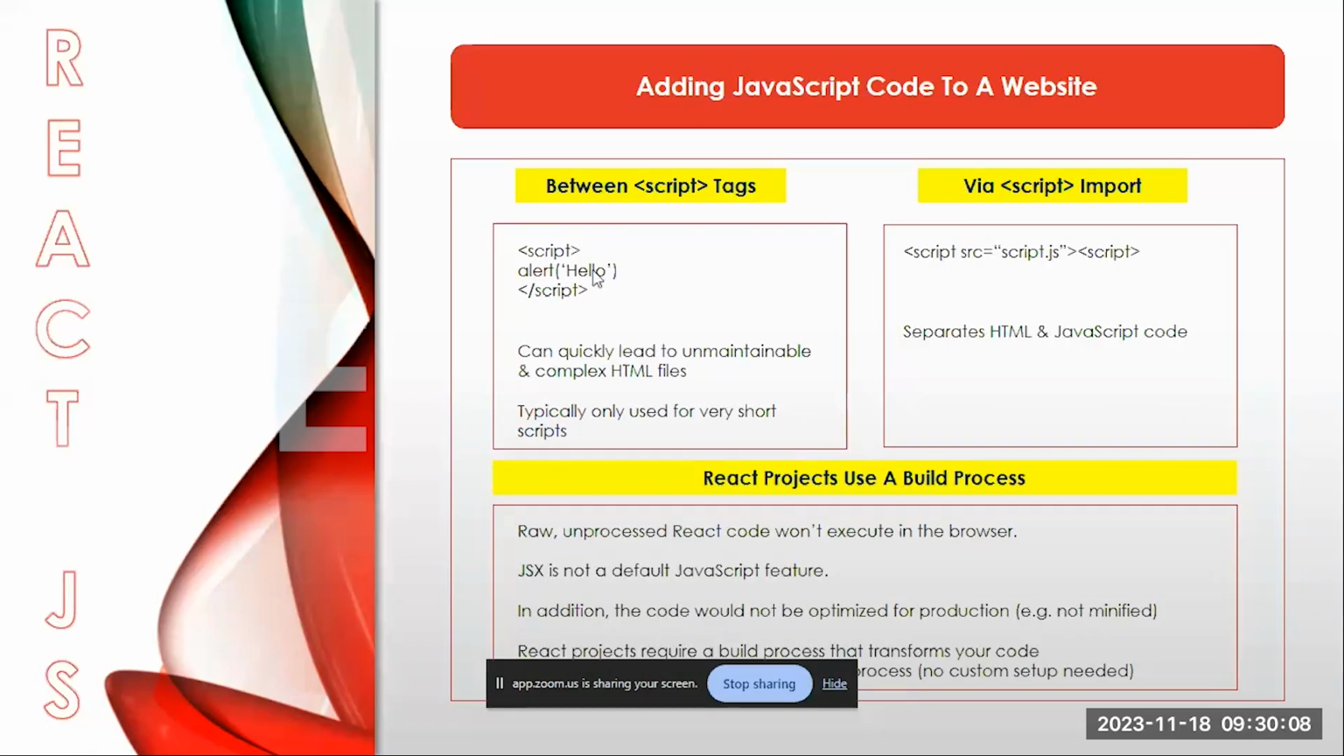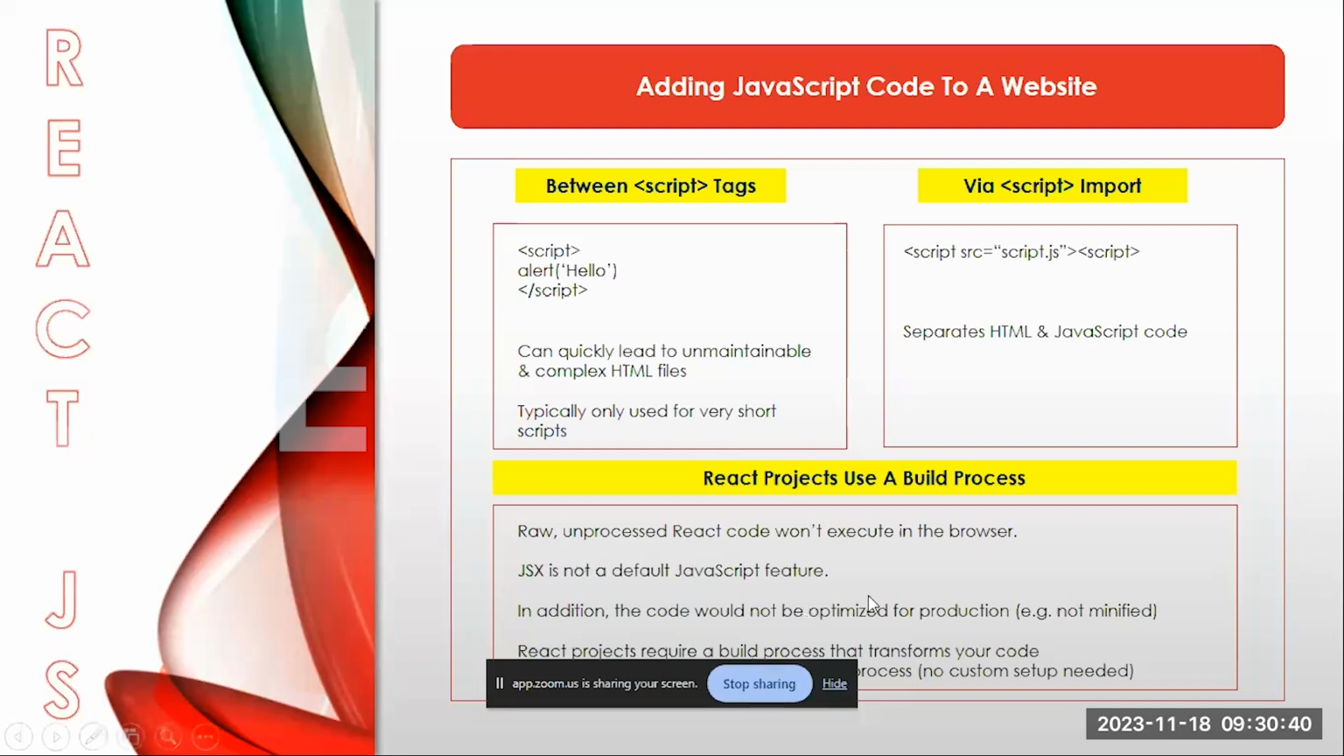But if you want to make a separate JavaScript file, then you can create a separate JavaScript file and then you need to import it. Import is done this way: script src with your script file with the complete path. So it will be added in the HTML file. I hope you all know about these things, right?